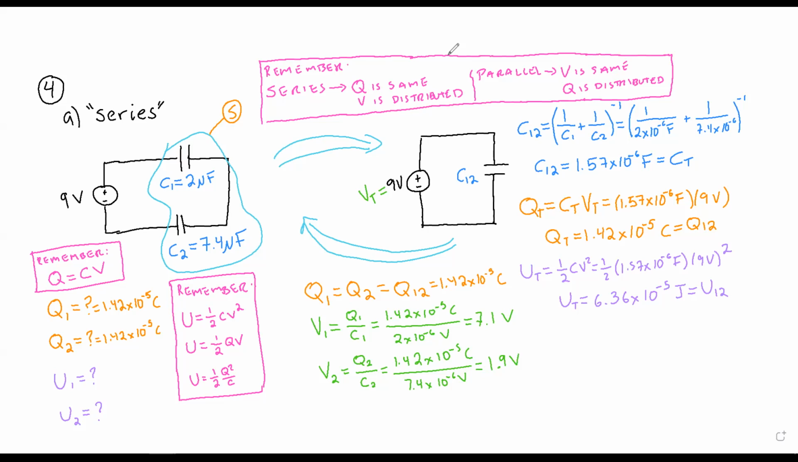Remember that, we're going to link it up with energy. Remember that energy isn't created or destroyed, it's just transformed. So if I have a 9-volt power supply, and that is giving voltage to these two capacitors that are in series, it has to be distributed somehow. And so if one is 7.1 and the other is 1.9, the total should be the 9 volts. So if I add these two, I should get the 9 volts, which is the total voltage.